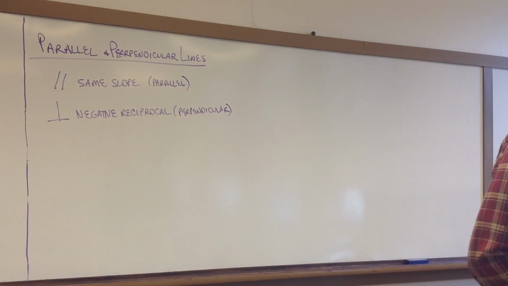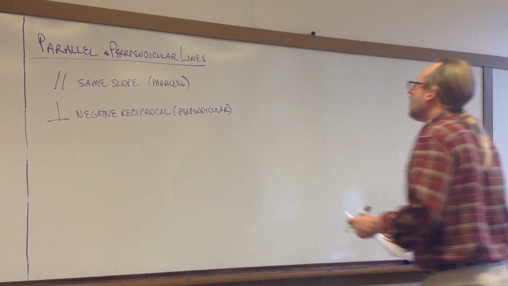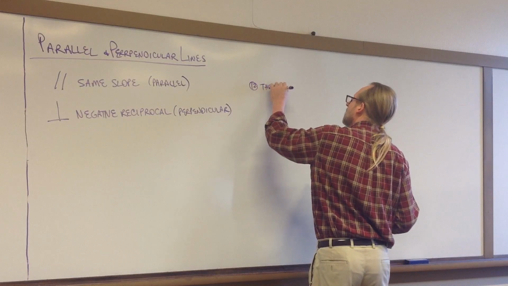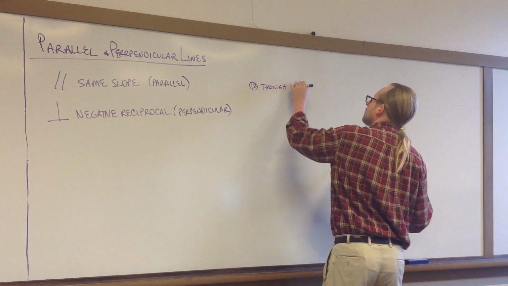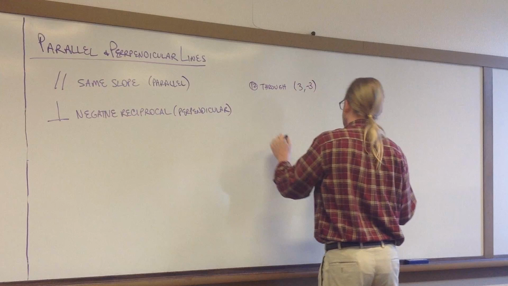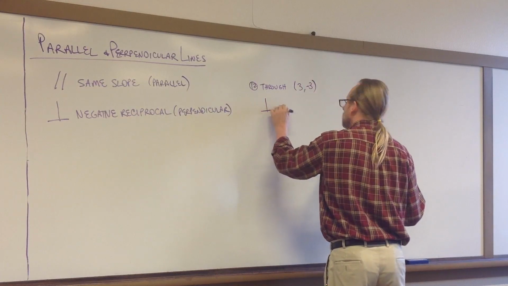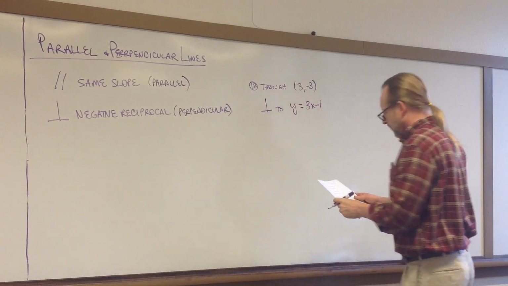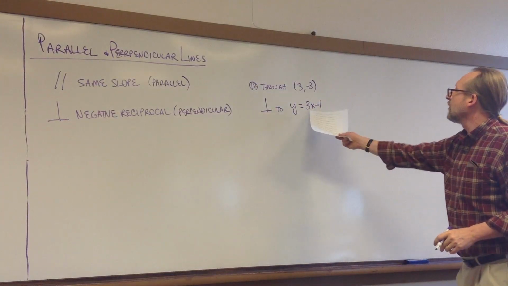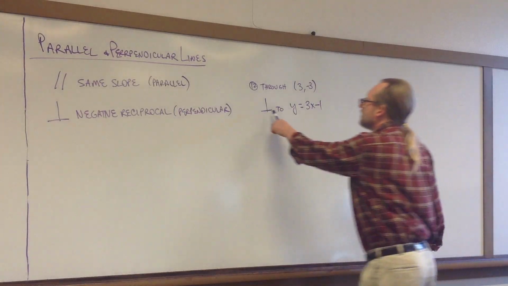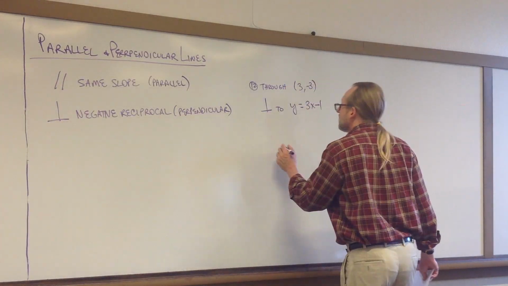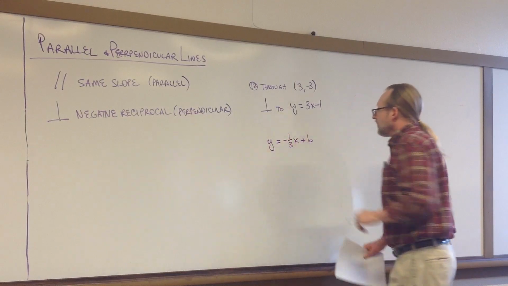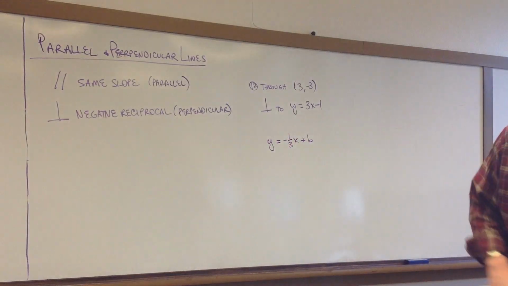Problem 12. This one is passing through the point (3, -3), and we want it perpendicular to y = 3x - 1. Okay, so the slope here is 3. A line perpendicular to that will have the negative reciprocal slope, so that will be -1/3. And we don't know the y-intercept.